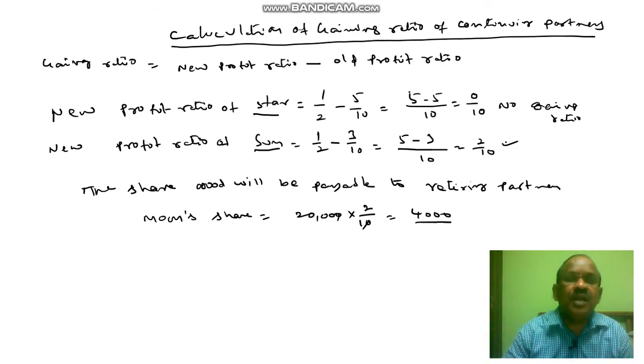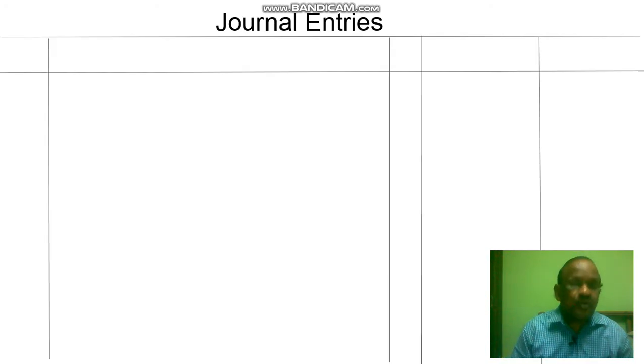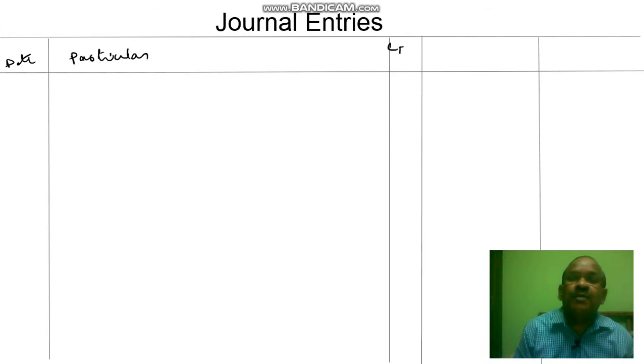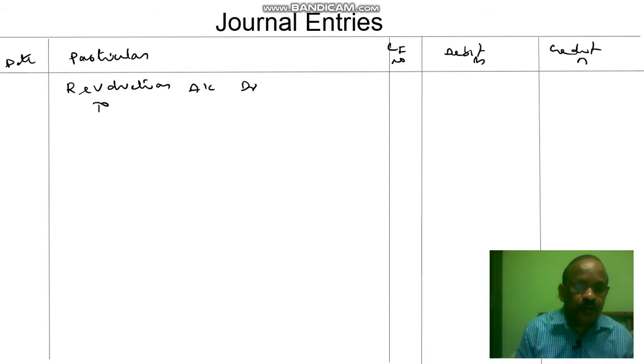So next is the journal entries. So now we fill it: date, particulars, LF number, debit rupees, credit rupees. First is the revaluation account. Revaluation account, debtor to provision for bad debts. Already we can calculate the bad debts amount, that is 2,000.